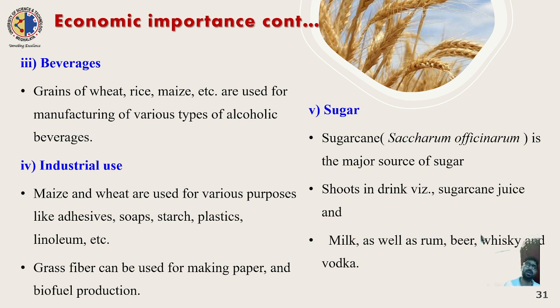One of the important economic importance of this family is sugar. The sugar which we use daily in tea and coffee comes from this family, Poaceae. Sugar cane, Saccharum officinarum, is the scientific name and the main source of sugar. And sugar juice can be used for the manufacture of different beverages also, like beer, whiskey, and other alcoholic drinks.